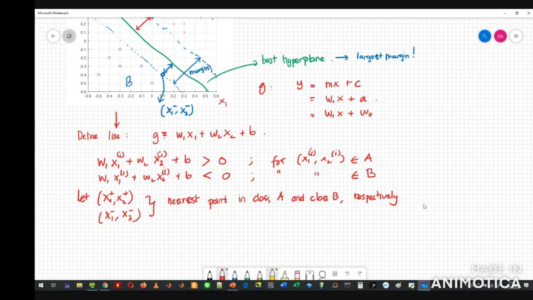To line G. Okay, so this one is the nearest, and then this one is nearest. So without loss of generality, we define the following. Okay, so I define as follows.